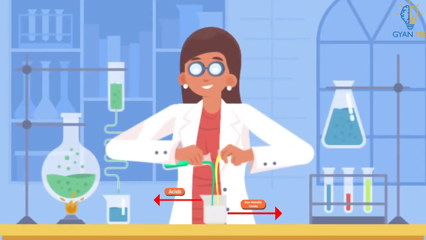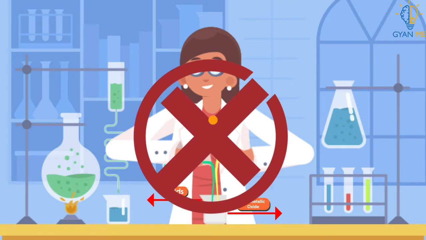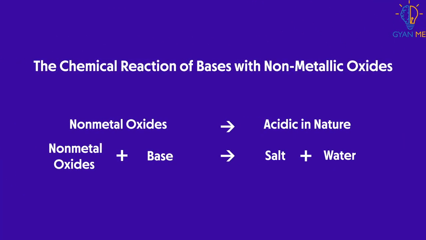Students, now let us try the reaction of acids with non-metallic oxides. We observe that there is no reaction happening. Students, now let us explore the chemical reaction of bases with non-metallic oxide.